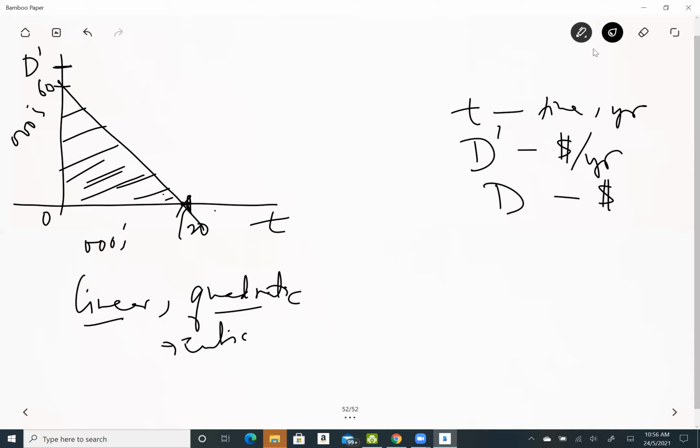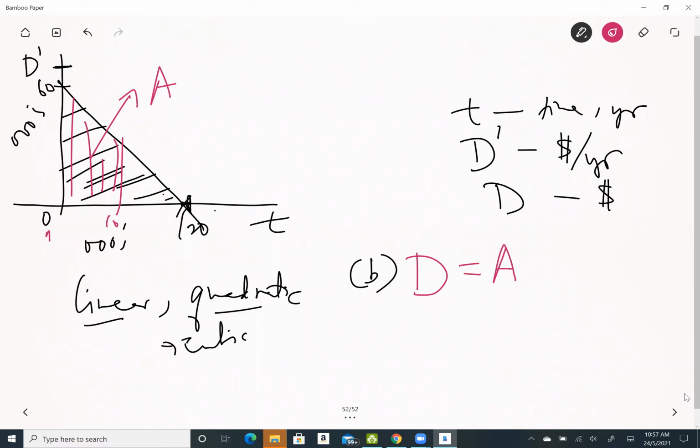Now, the second part: use a definite integral to find the total depreciation for the first 10 years. So for B, what is the interval that you need for the first 10 years? From where to where? 0 to 10, because it's set for the first 10 years. That is the area that you want for B. You want to find the depreciation over the first 10 years. You can use either D for depreciation, or A for the area. It doesn't matter. I put both, so you can use both.